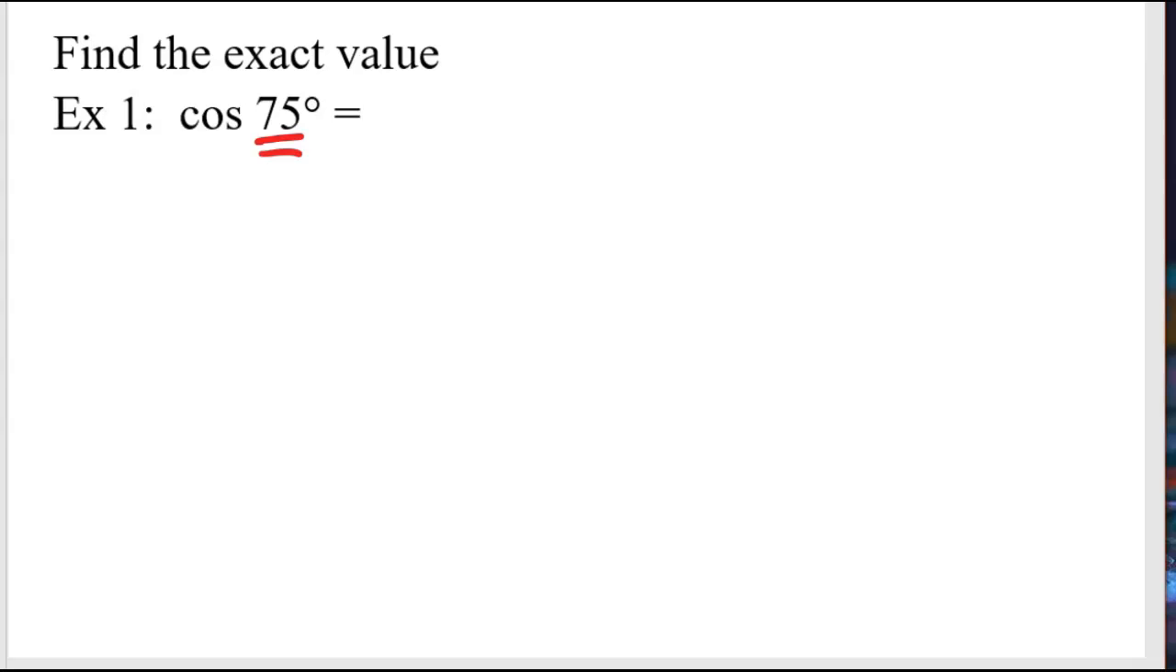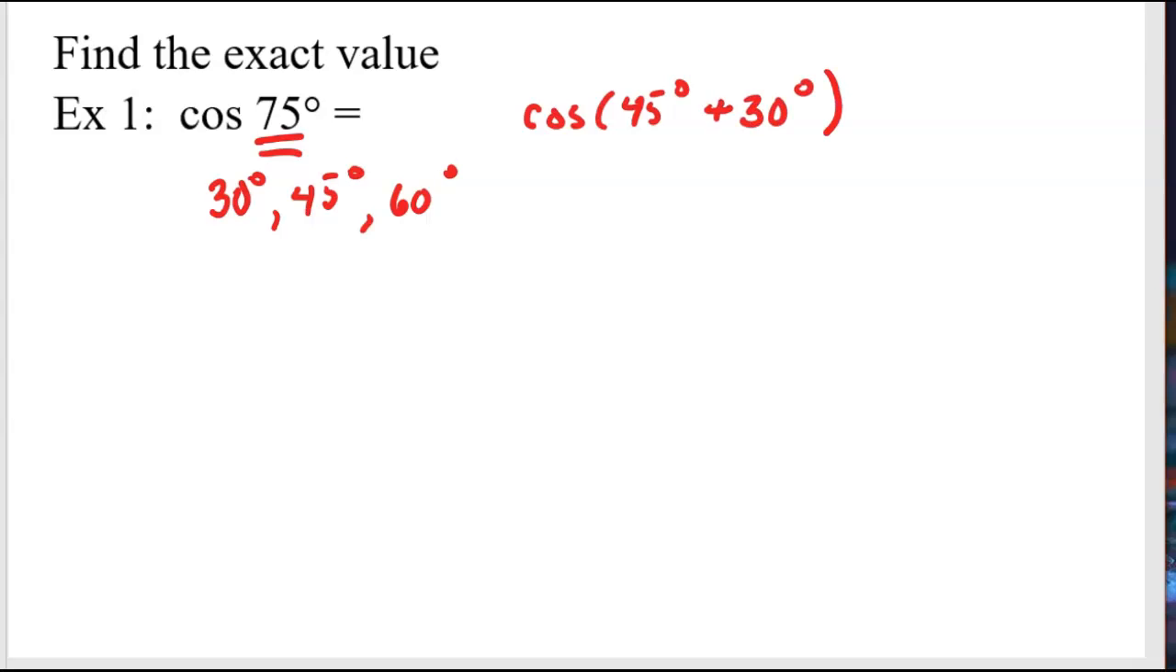For example, if I can rewrite 75 as a sum or a difference of angles that are in terms of 30, 45, and to be redundant because 60 is a multiple. If I can somehow rewrite 75 as some multiple of 30 plus or minus some multiple of 45, then I can use the formula. Here's what I mean by that. I know that 75 degrees is 45 degrees plus 30 degrees. Okay?